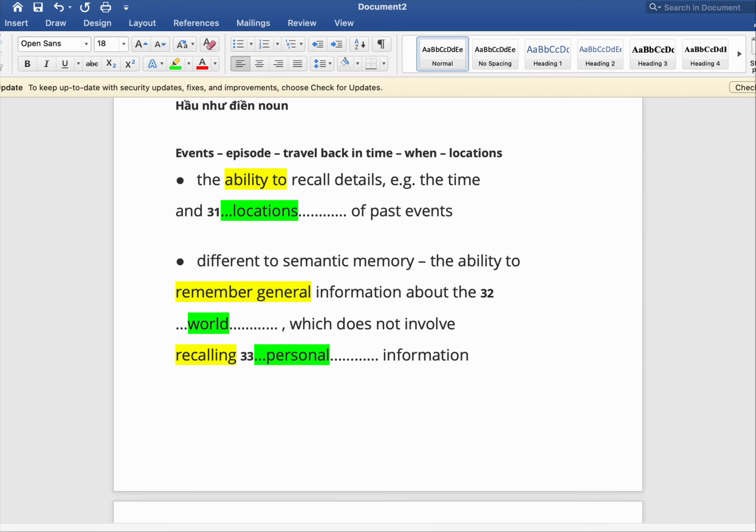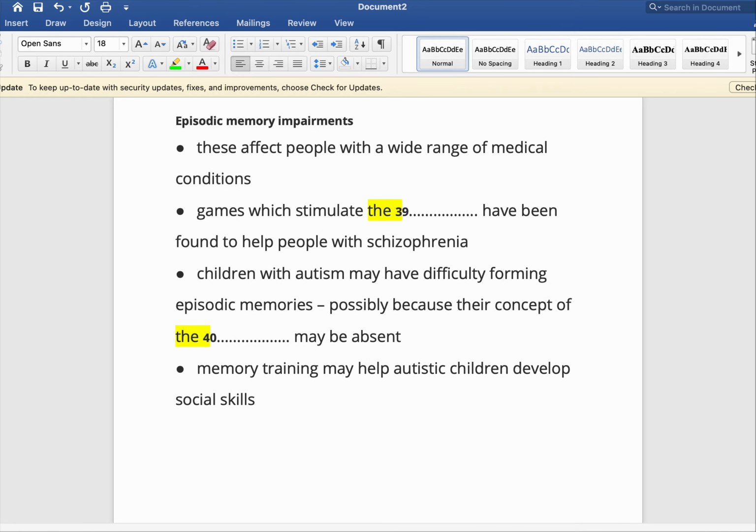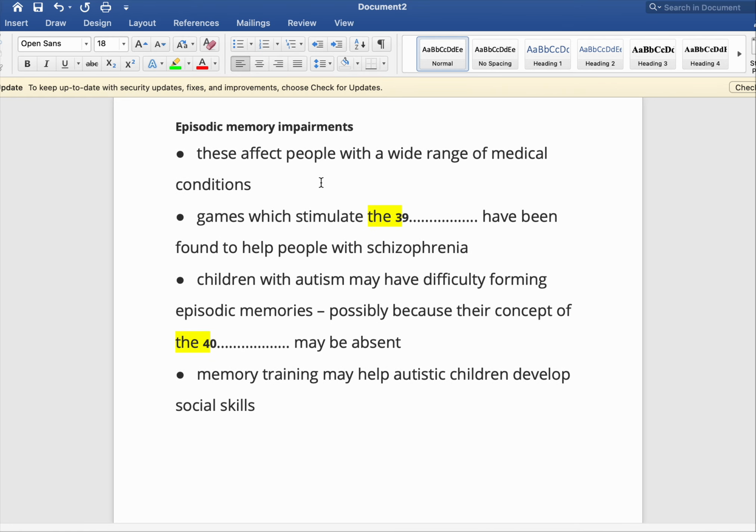There are a wide range of neurological diseases and conditions that can affect episodic memory. These range from Alzheimer's to schizophrenia to autism. An impairment of episodic memory can have a profound effect on individuals' lives.